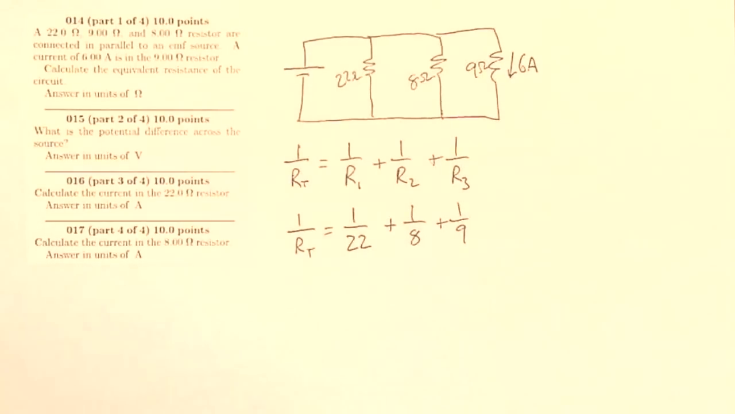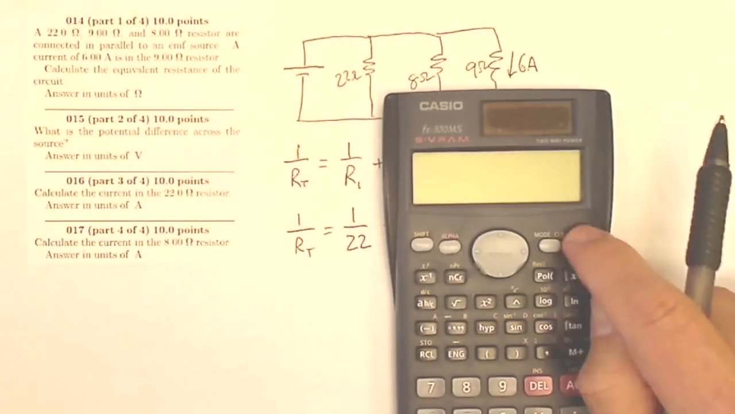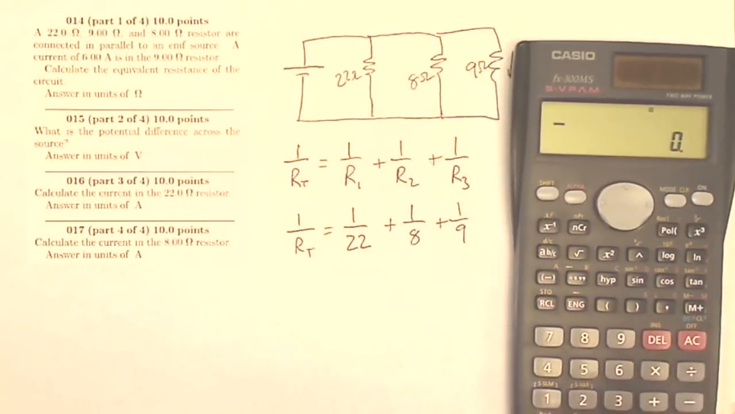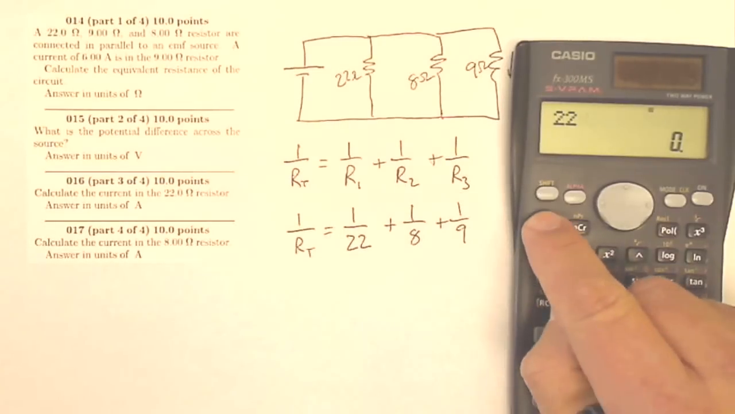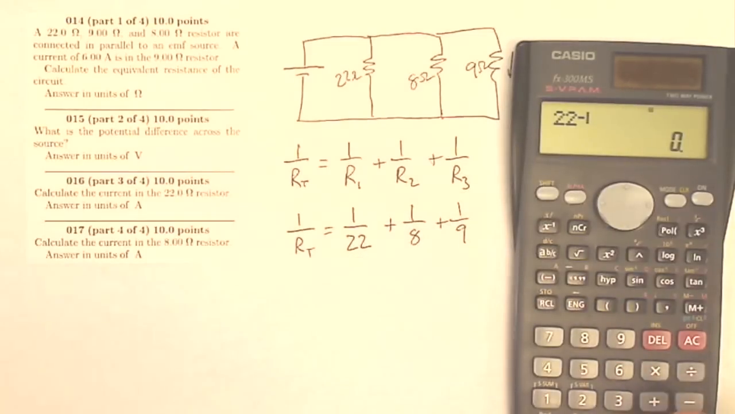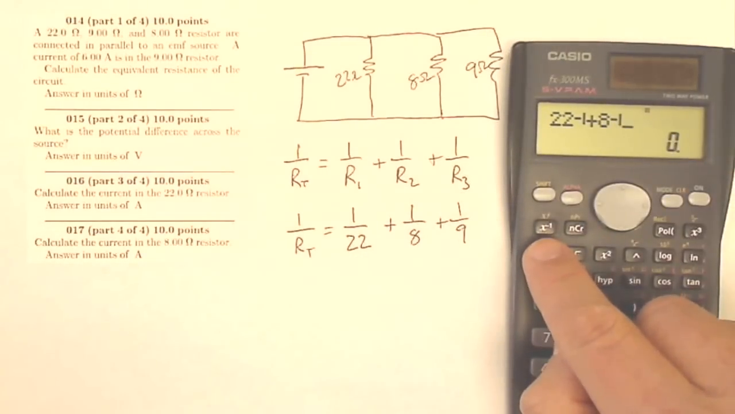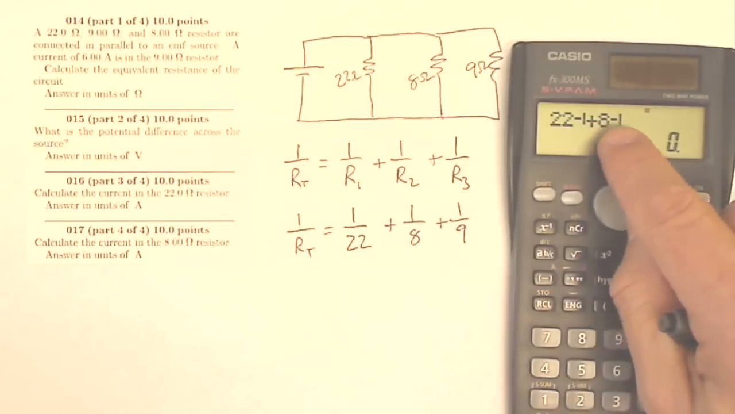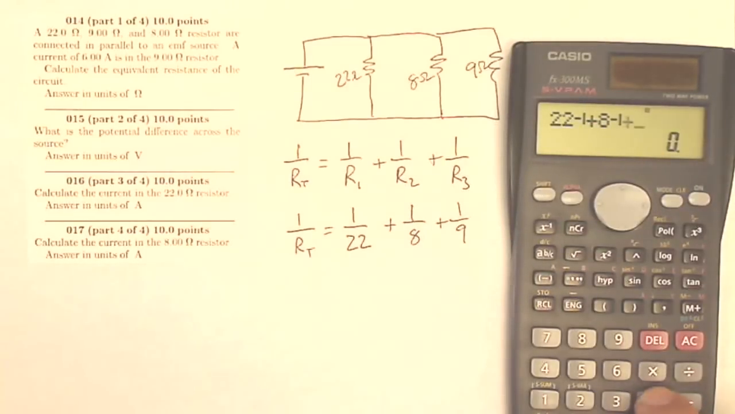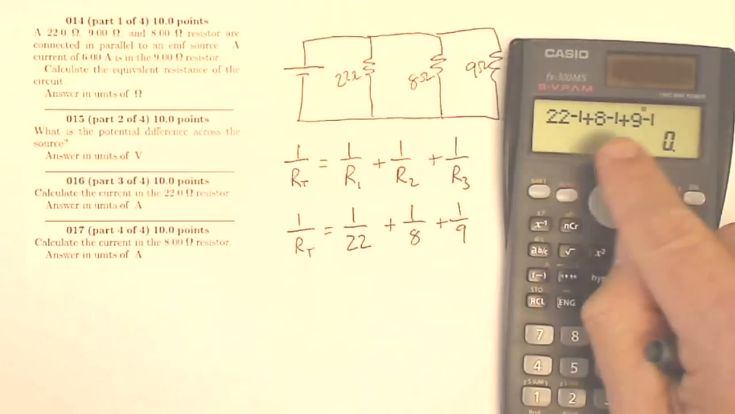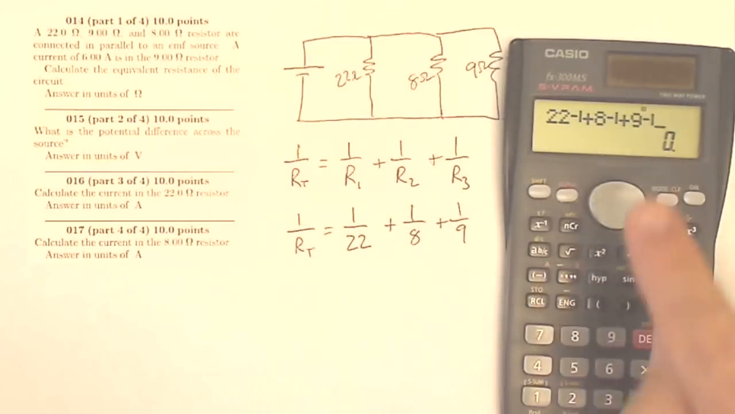And if you remember how to do this on your calculator, you're going to use your inverse button, your 1 over x button. So let me just pull out a calculator to show you how this works. I have a button that says x to the minus 1. So the easiest way to do this math is going to be 22 inverse, that's 1 over 22, plus 8 inverse, yours might be 1 over x or x to the minus 1. So 22 to the negative 1 plus 8 to the negative 1 plus 9 to the negative 1. So that's my 1 over 22 plus 1 over 8 plus 1 over 9.